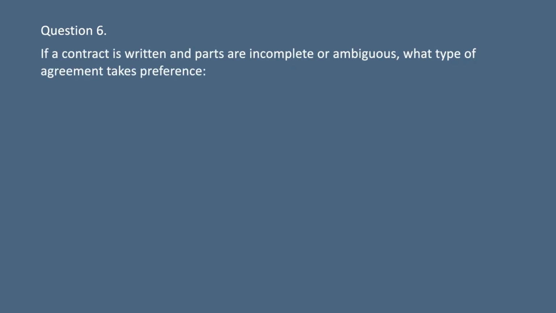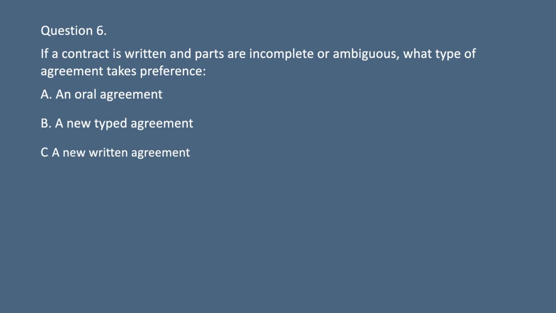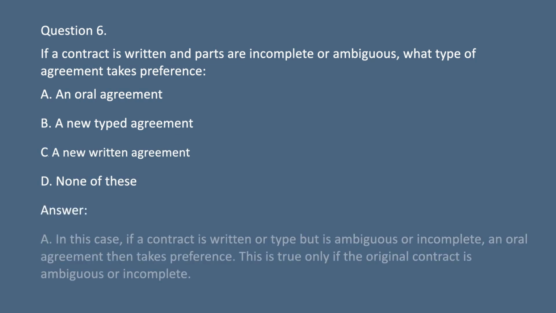Question 6. If a contract is written and parts are incomplete or ambiguous, what type of agreement takes preference? A. An oral agreement. B. A new typed agreement. C. A new written agreement. D. None of these. Answer: In this case, if a contract is written or typed but is ambiguous or incomplete, an oral agreement then takes preference. This is true only if the original contract is ambiguous or incomplete.